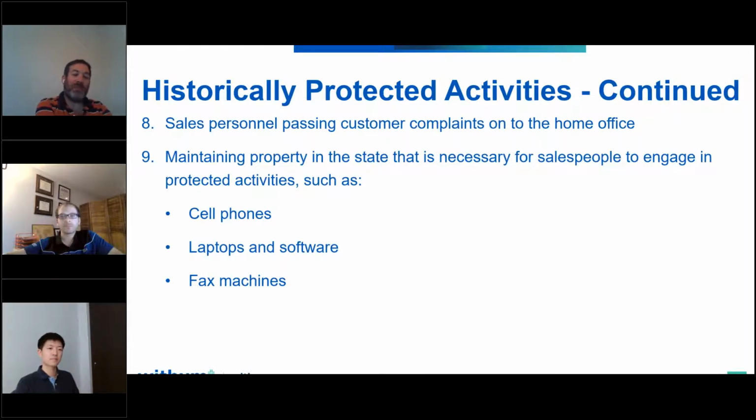And of course, you can maintain property in a state necessary for salespeople to do their job. So you can give your salespeople a cell phone. You can give them laptops and software and fax machines and whatever else they might need to do their job, as long as it's related to their selling function.